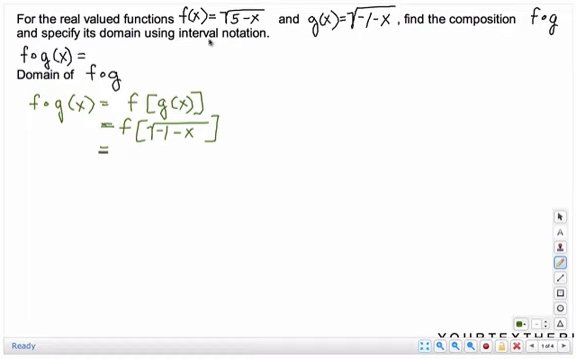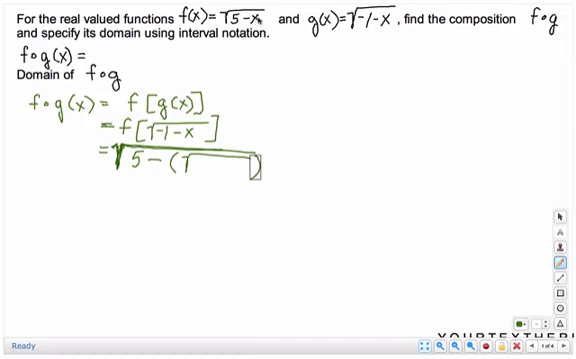Okay, and then we're going to go back to our f function, and that's the square root of 5 minus something. So I'm going to put the square root here of 5 minus, and if you want, you can put parentheses and then simplify it. Because that helps me to remember that what I'm putting in parentheses is what I'm replacing this x with.